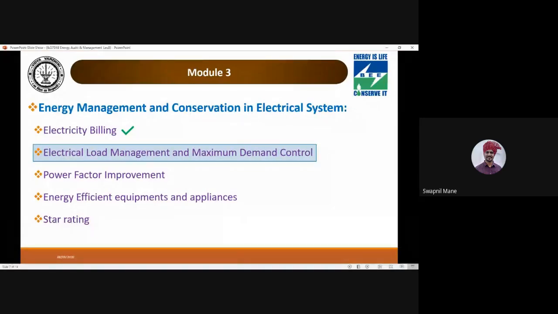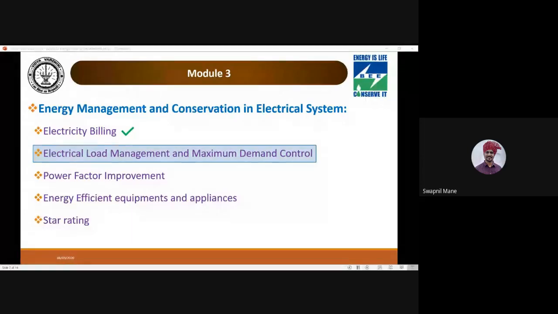Okay. So anybody has any idea about this maximum demand control? What is the need for electrical load management? Can anybody tell me?